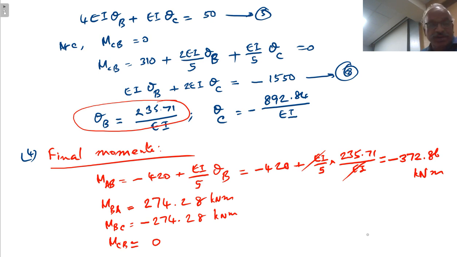So this completes the second problem on a 2-span continuous beam with settlements of supports. We will complete this lecture with this.